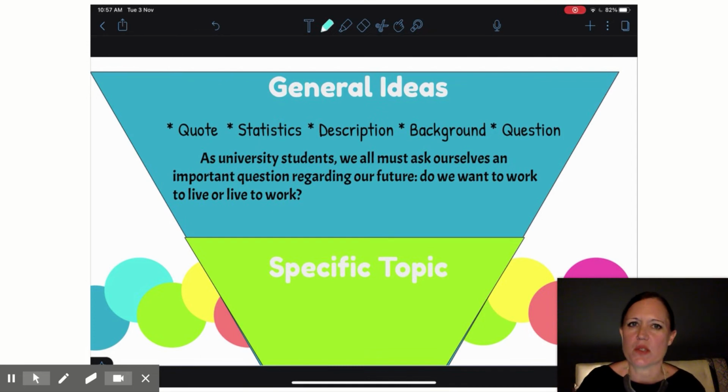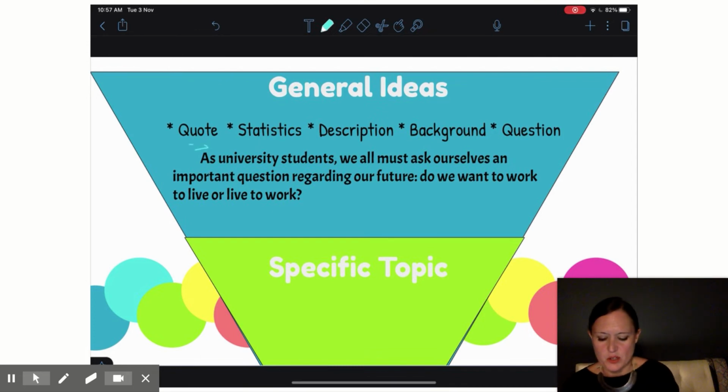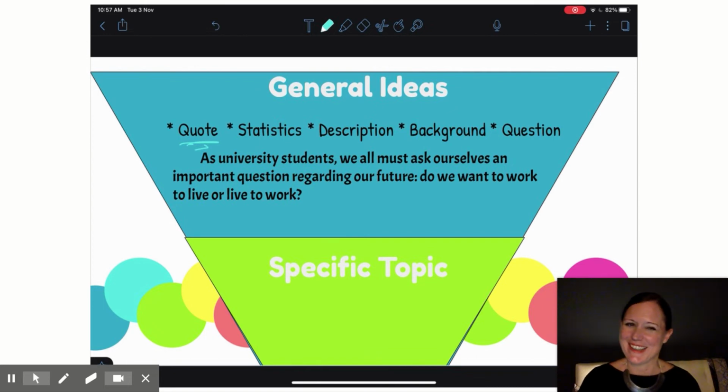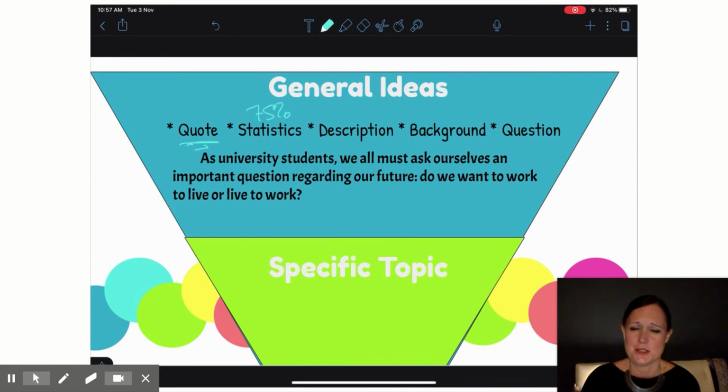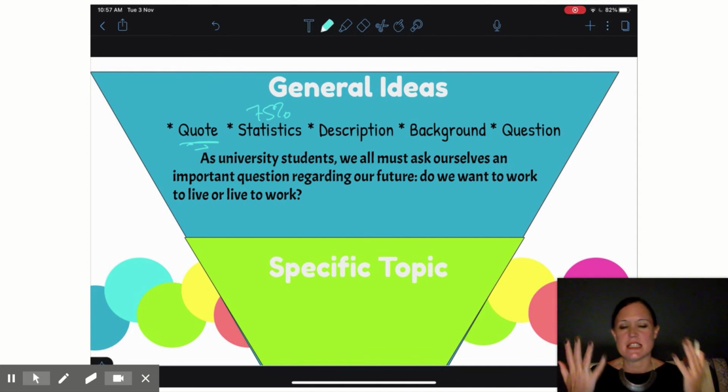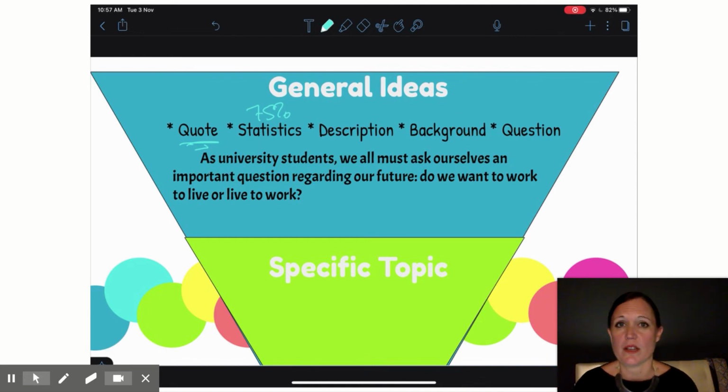And some different ways you can start your essay are you can use a quote. According to Dr. Wren, that's me, right? Statistics, 75% of all students said they loved the writing materials. I don't know. Description, telling what something looks like, what it tastes like, what it sounds like, what it feels like, all of that, describing it. Background, giving a bit of history or explanation, or starting with a question.